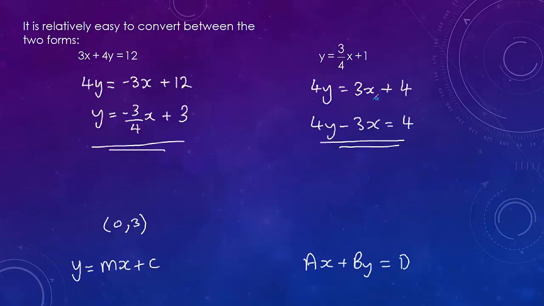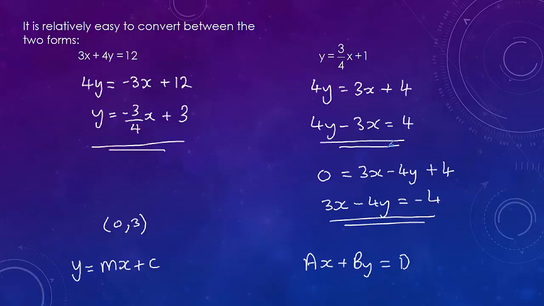Or we could have brought the 4y to this side and had 0 equals 3x minus 4y plus 4, and then taken the 4 to the other side. So 3x minus 4y would be equal to negative 4. Either of those would be in general form.